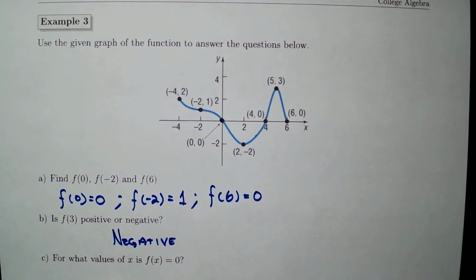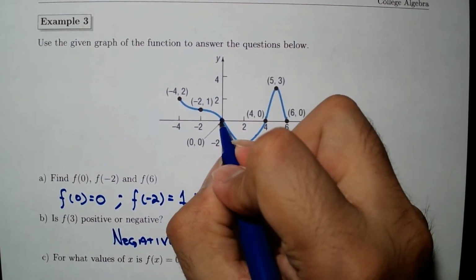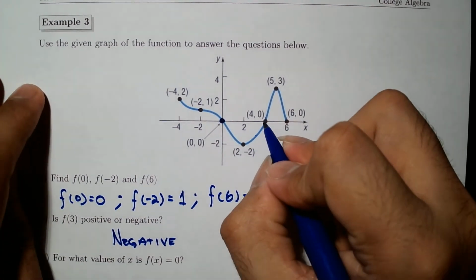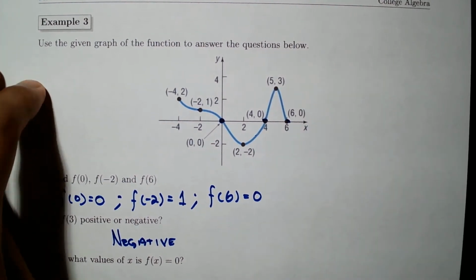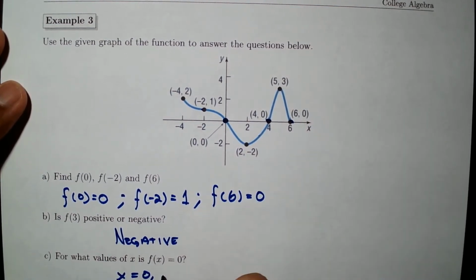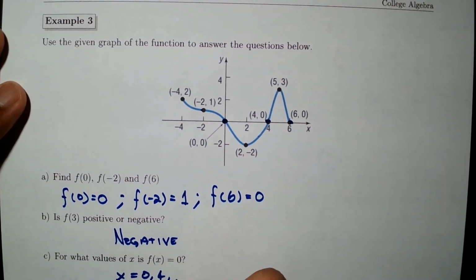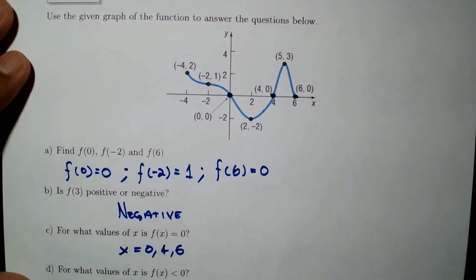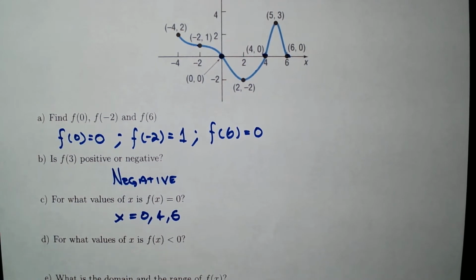For which values of x is f of x equals 0? In this case we are going to look at these three values: x equals 0, x equals 4, and x equals 6. So those are the three values for which f of x equals 0.